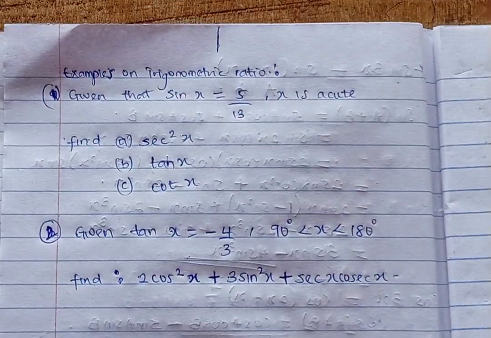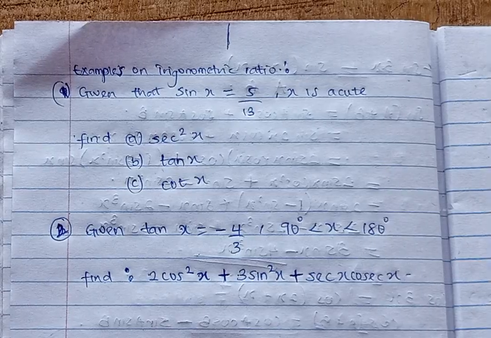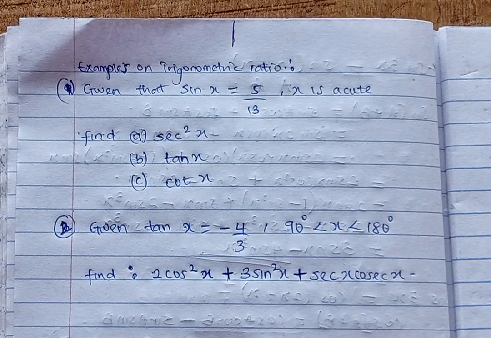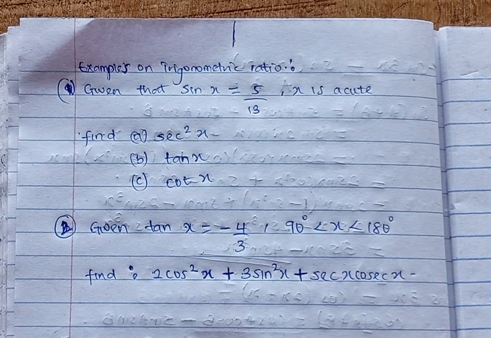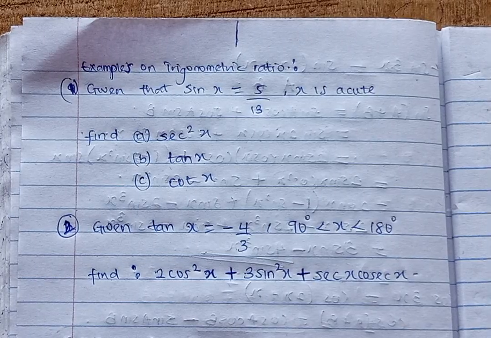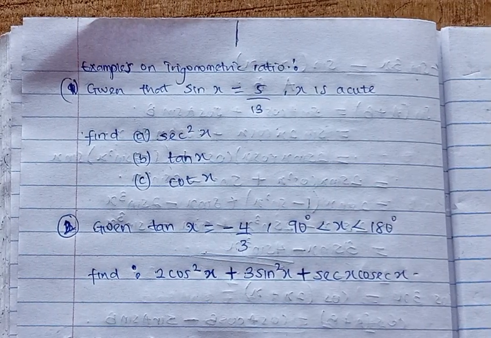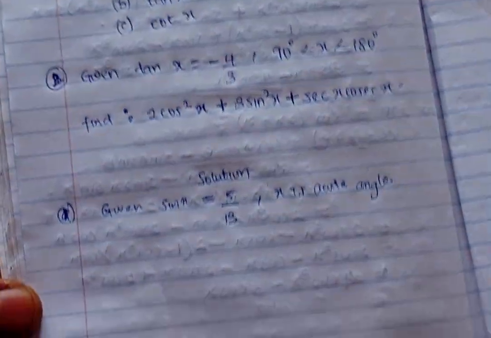So we are moving to examples on trigonometric ratio. They say, given that sine x is equal to 5 over 13 and x is acute, find sec square x, tan x, and cot x. So how are you going to do when you are given this type of question?